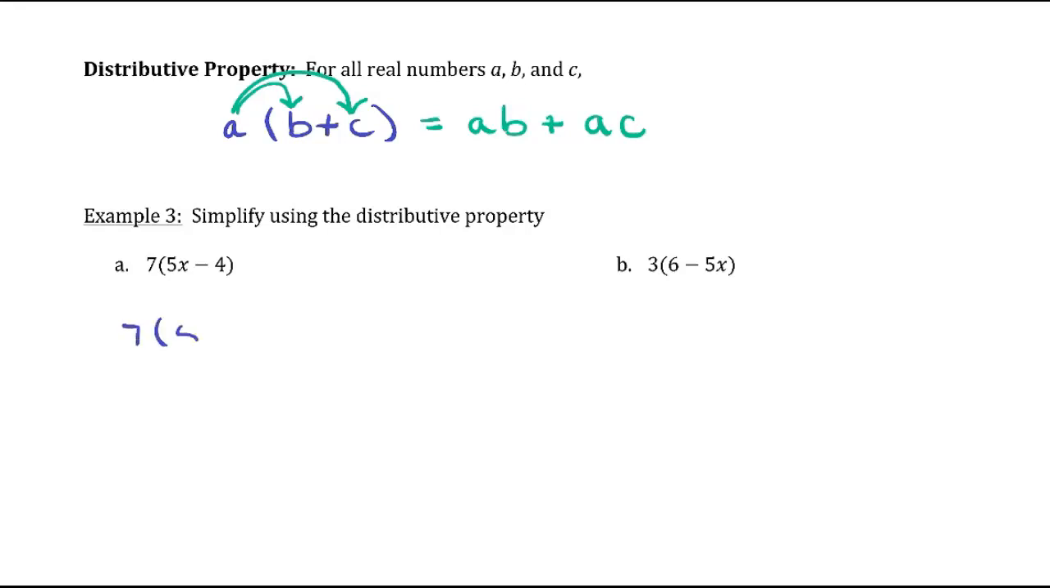We have 7 times 5x minus 4. Using the distributive property, I can first do 7 times 5x, which is 35x. Then I can do 7 times -4, which is -28. Let's look at C.